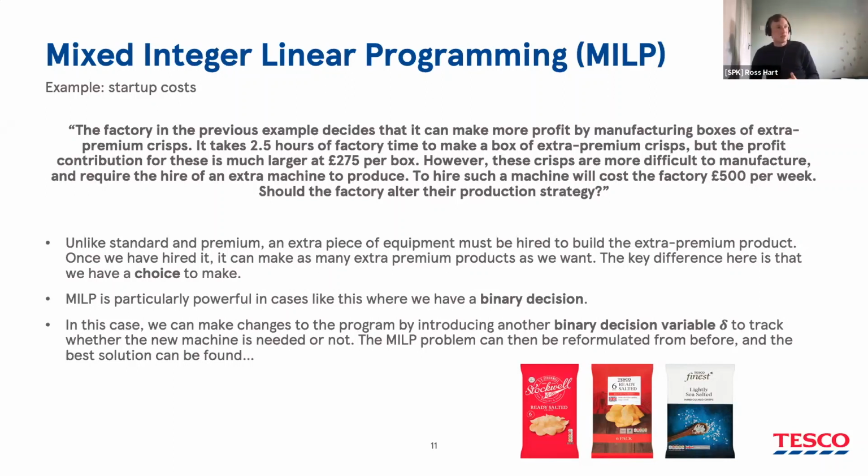But this should be ringing alarm bells to anybody who wants to build a linear program. In particular, it's to do with the hire of this extra machine. Because this is somewhere in your problem where you have a non-linearity that linear programming will not be able to solve. If you hire this machine, you could make 1 box of extra premium crisps, or you could make 1,000 of them, but that cost is still £500 to the factory.